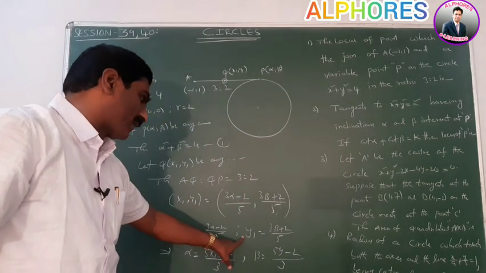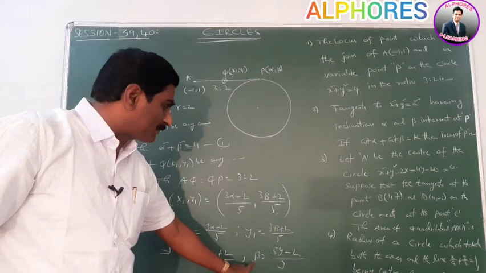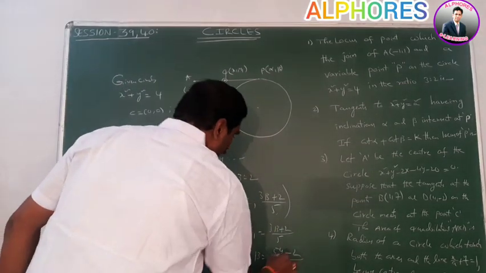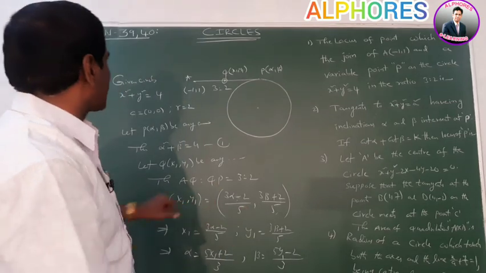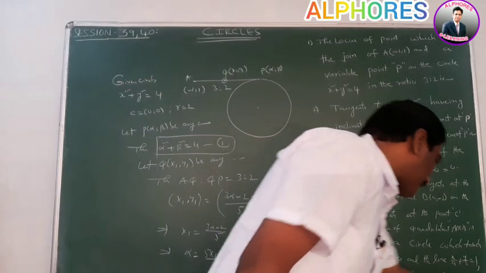After cross multiplication, 5y1 = 3 beta + 2. 5y1 - 2 = 3 beta. That means beta = (5y1 - 2)/3. But alpha, beta satisfies equation 1. Substitute the values of alpha, beta in equation 1. We get the required locus.